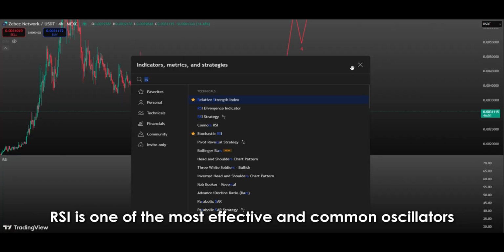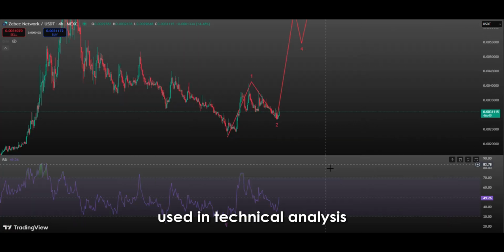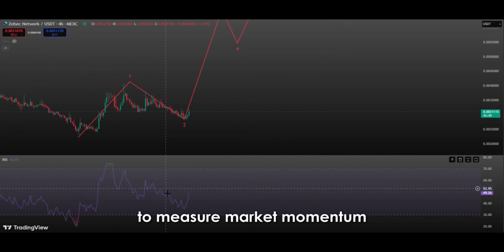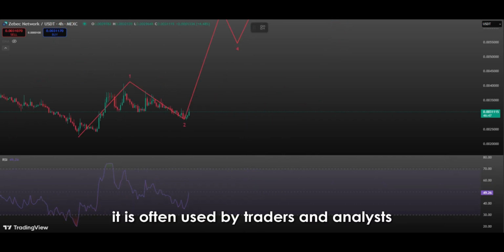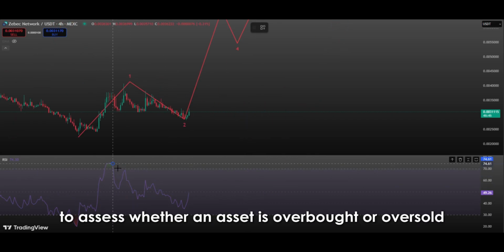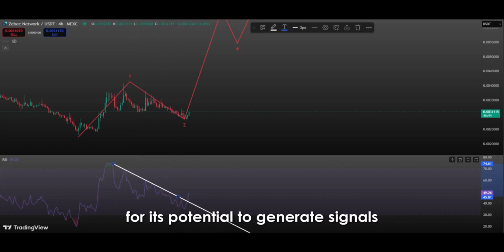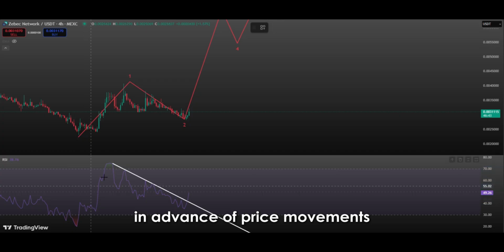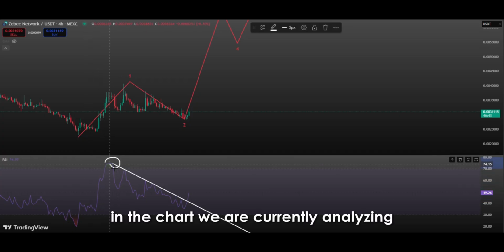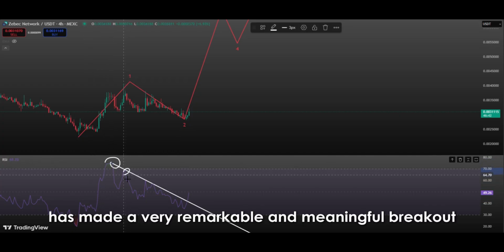RSI is one of the most effective and common oscillators used in technical analysis to measure market momentum. It is often used by traders and analysts to assess whether an asset is overbought or oversold, and is often noted for its potential to generate signals in advance of price movements. In the chart we are currently analyzing, the RSI indicator has made a very remarkable and meaningful breakout.